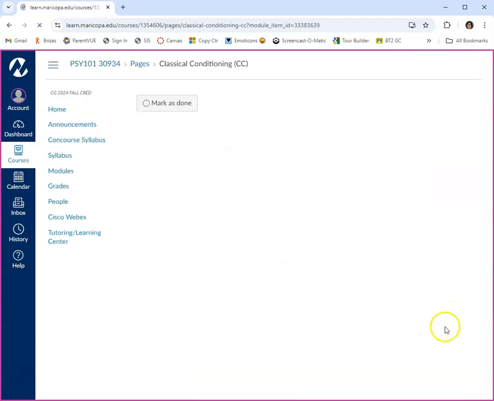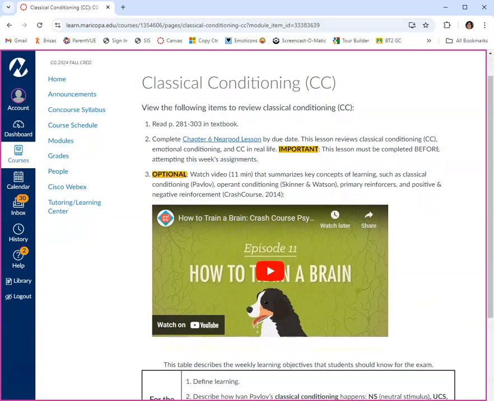This chapter is separated into 3 sections. The first section is classical conditioning. I also refer to classical conditioning as CC for short. Classical conditioning was developed by Ivan Pavlov.